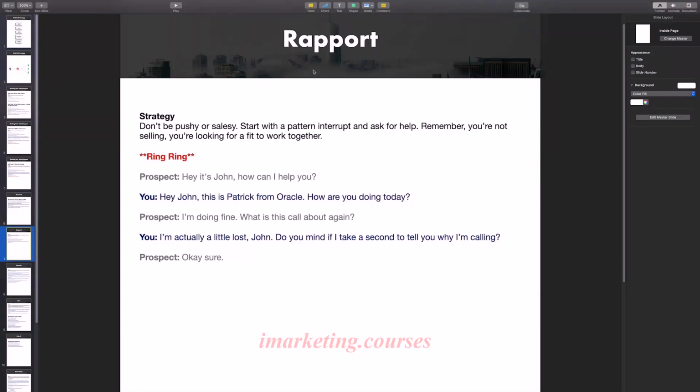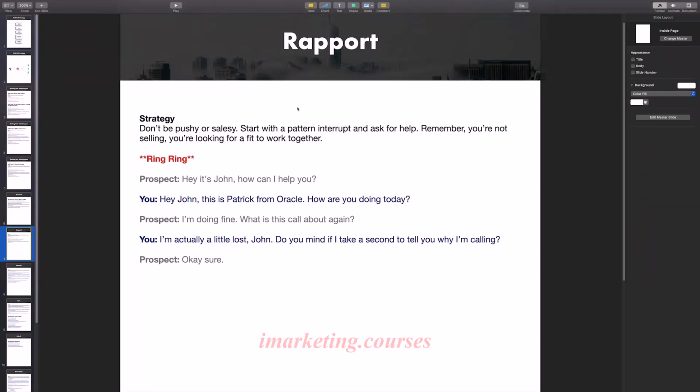So let's start things off, right? In the beginning, you are building rapport, which means that you are getting the person to like you as a person and to agree to have a 5-minute conversation, right? So the strategy here is don't be pushy, don't be salesy. Start with a pattern interrupt, meaning don't be like every other salesperson and be different, because people perceive different as better. What you want to do generally is ask for help, because it's hard for people to turn down others who need help. And remember that you're not selling anything yet. You're looking for a fit to work together.